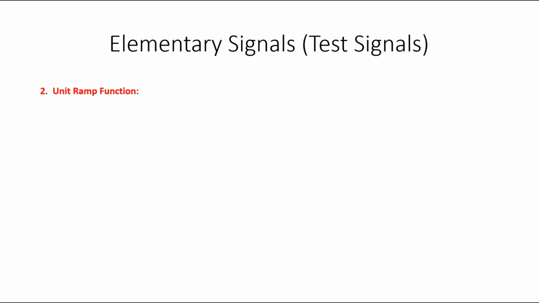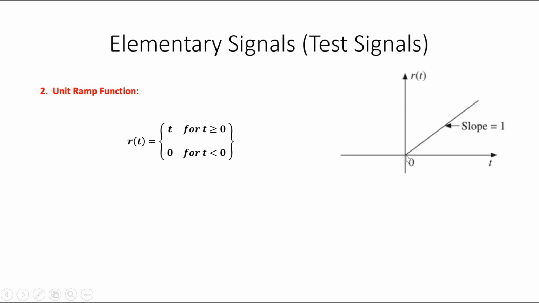Next one is the unit ramp function. The unit ramp function r of t is defined as t for t greater than or equal to 0, and 0 for t less than 0. If you plot it, it will be 0 for negative t, and for t greater than or equal to 0 it is t itself.